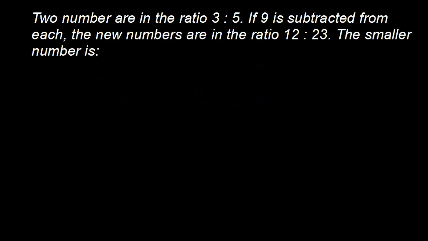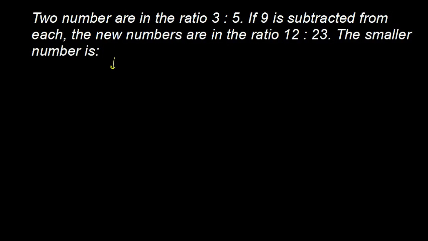Two numbers are in the ratio 3 is to 5. If 9 is subtracted from each, the new numbers are in the ratio 12 is to 23. The smaller number is... okay, so let's start step by step.